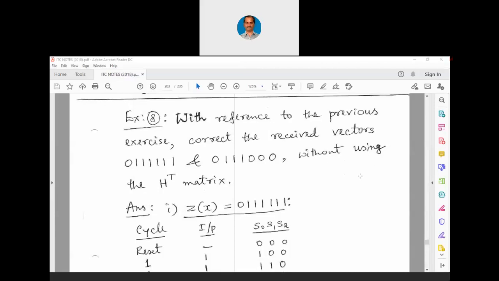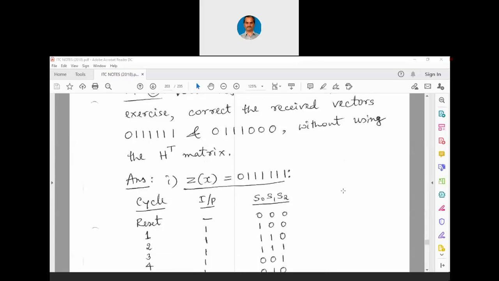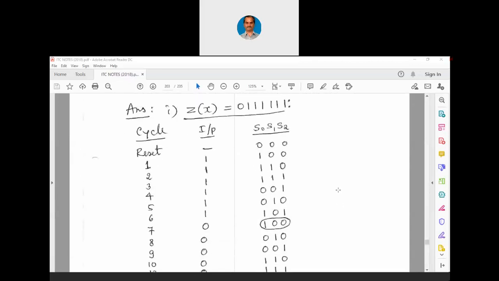Okay, let me continue. Let us have an exercise now. With reference to the previous exercise, correct the received vectors 0 1 1 1 1 1 1 and 0 1 1 1 0 0 0 without using Hamming transpose matrix. We had done that exercise earlier in the same serial fashion. We will have to proceed now with the same example. I am writing the answer here.